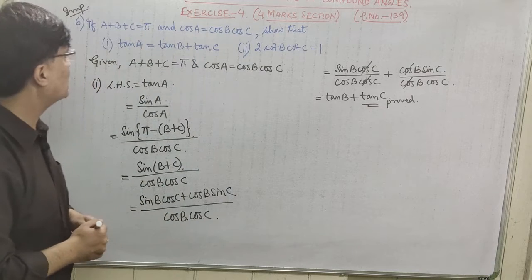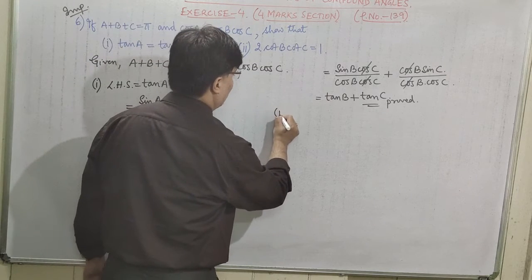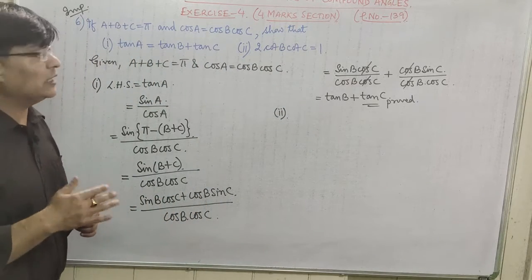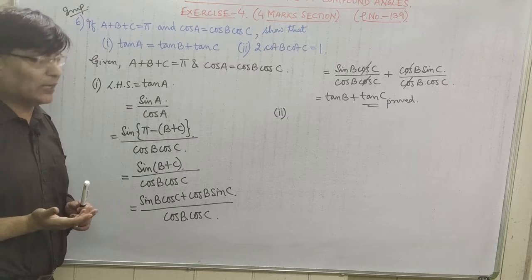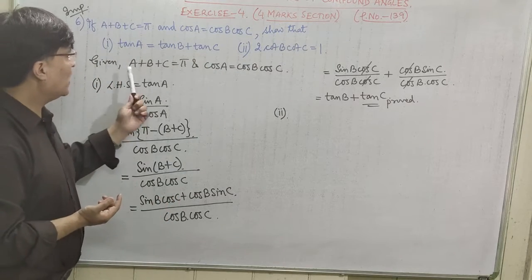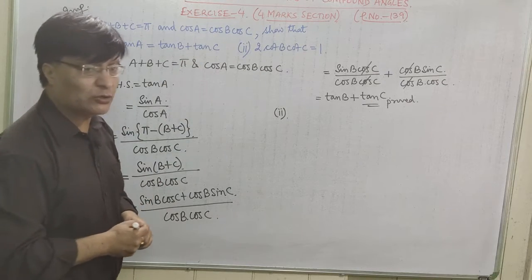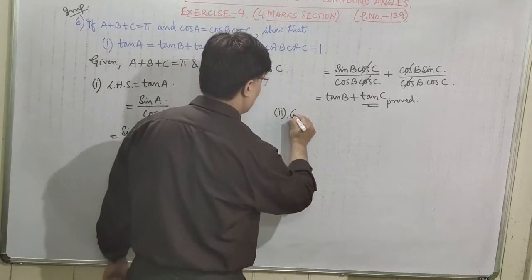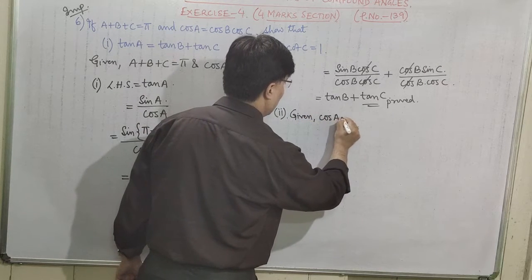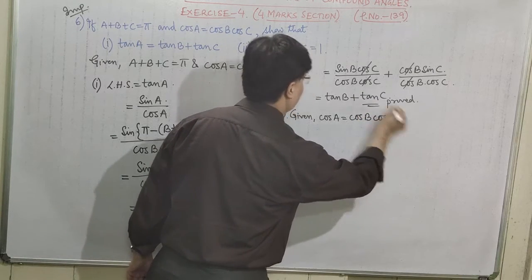Now let us prove this number 2. How will you prove 2, cot b cot c is equal to 1? So let us prove it from the given. What is the second given condition out here? It is cos a is equal to cos b cos c. So here the given is cos A is equal to cos B cos C.